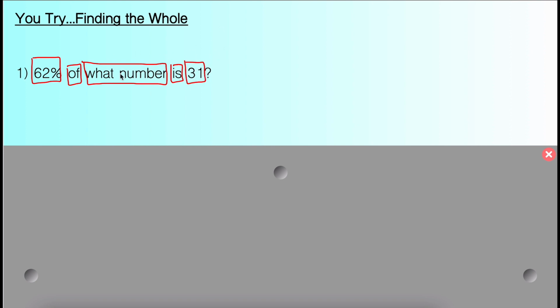Now let's translate this. 62% is 62 hundredths. Of means multiply. What number? That means a variable. It's unknown, so I'm using x. Is equals 31. Boom. There's our equation. And I'm just going to rewrite that over here. 62 over 100. X equals 31.